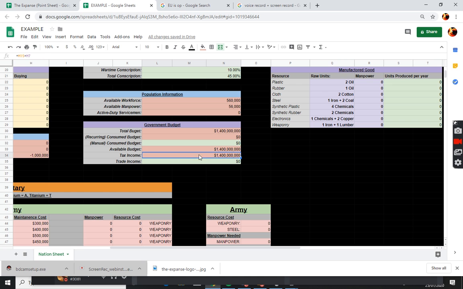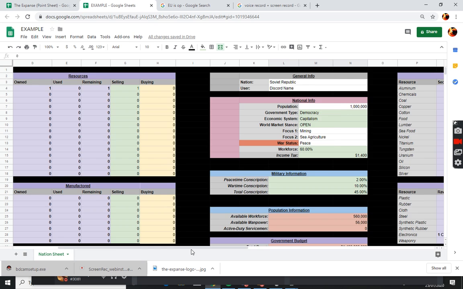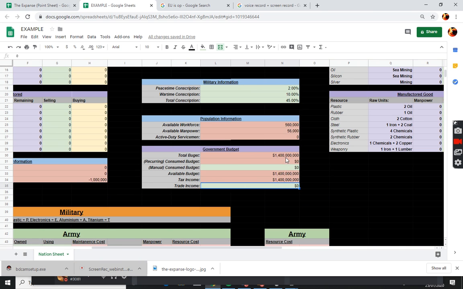Don't touch that. That's basically worked out from what I just said before. Put that when you're trying to trade. So let's say you sell 2 aluminium. You do that, and that adds onto your budget.